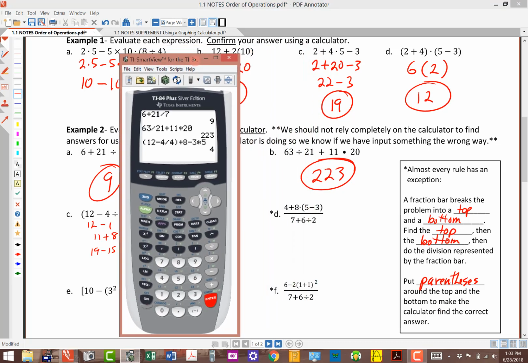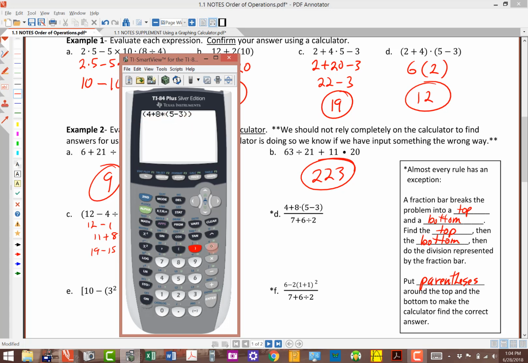And for this one, I am going to go ahead and clear this off. So I'm going to hit the home screen twice. And I'm going to do a set of parentheses. And I'm going to do the 4 plus 8. And then times another set of parentheses. No problem doing them twice. 5 minus 3. Close the parentheses and close the parentheses. So you'll notice I opened, closed, and closed. So we've got the entire top.